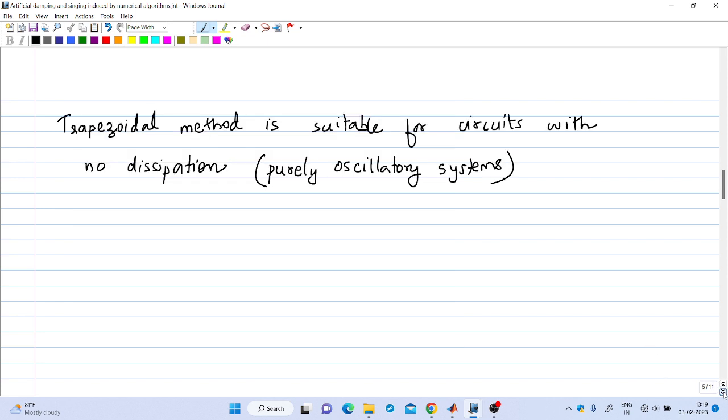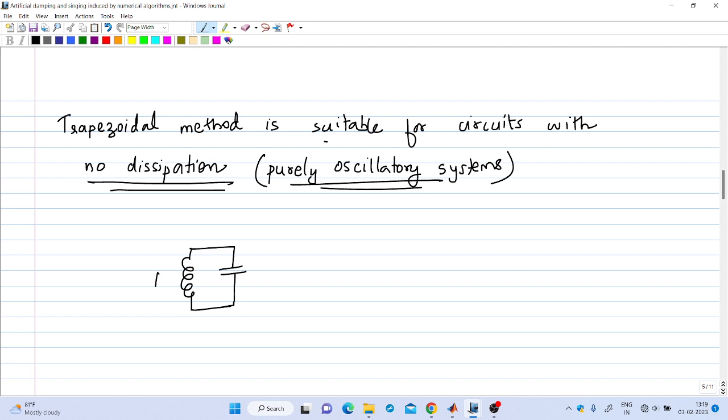So let us see what is the reason. Trapezoidal method is so suitable for circuits with no dissipation, purely oscillatory circuits, because in LC tank circuit there is no dissipative element, there is no resistance. This is an ideal inductor and an ideal capacitor. So this is a purely oscillatory system. So in such systems, if you use backward Euler method for simulating the system, you will see damped oscillations. There will be diminishing amplitude. Whereas in trapezoidal method, there is no such problem. So trapezoidal method will be preferred over backward Euler method in such systems.